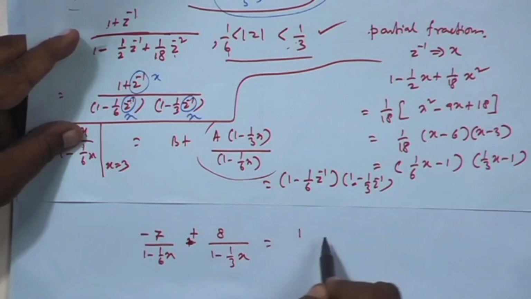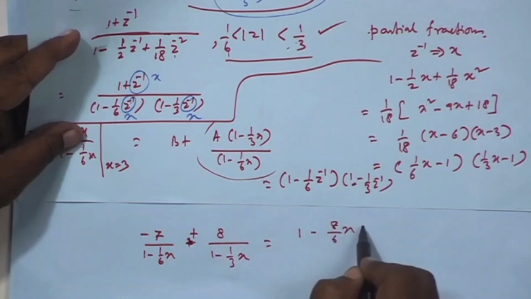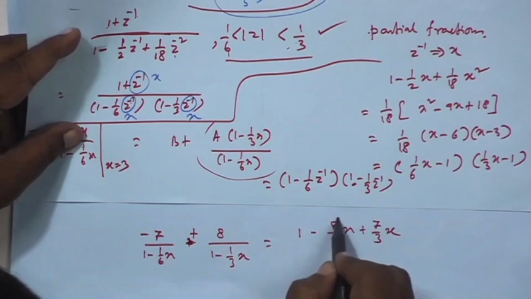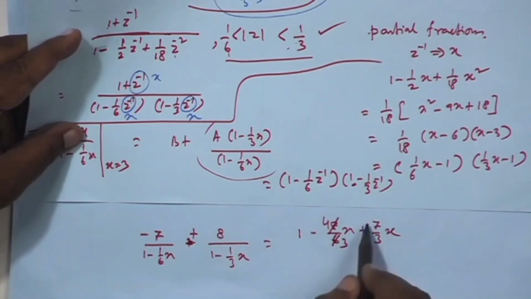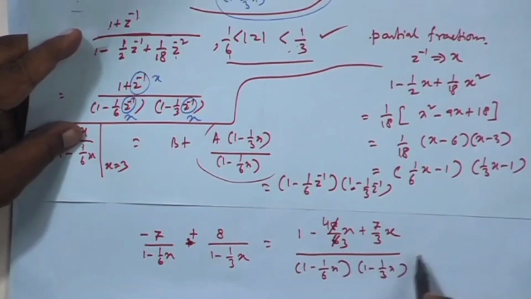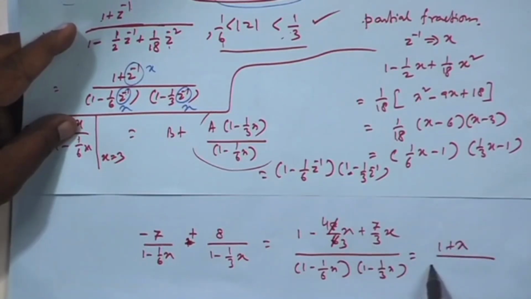Okay, so, you see if you add the two, 8 into 1 and minus 7 into 1, you get 1, and then minus 8 by 6 x plus 7 by 3 x. 8 by 6 is 4 by 3, so minus 4 by 3 plus 7 by 3. So, basically plus 1 divided by this, which means you get back your 1 plus x divided by.